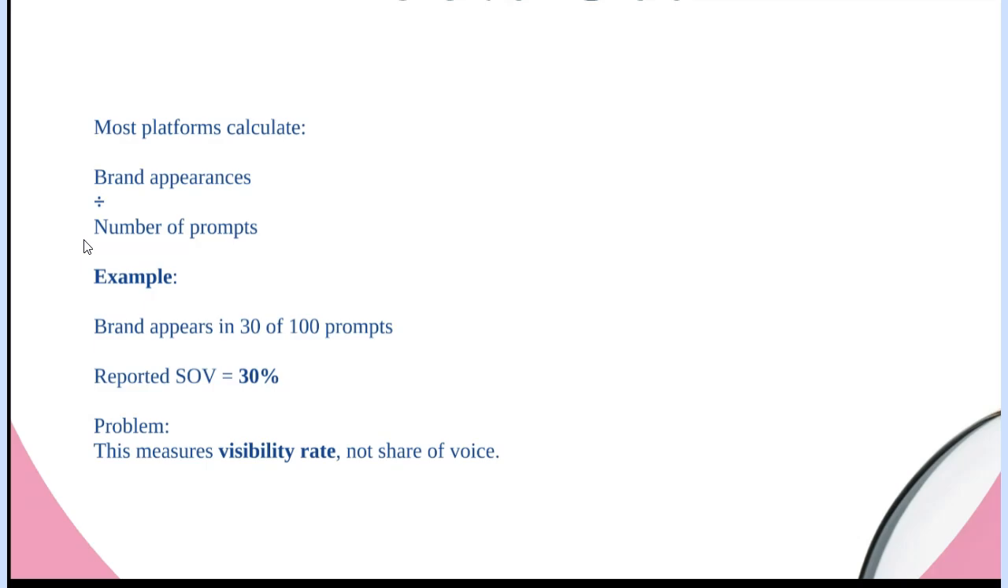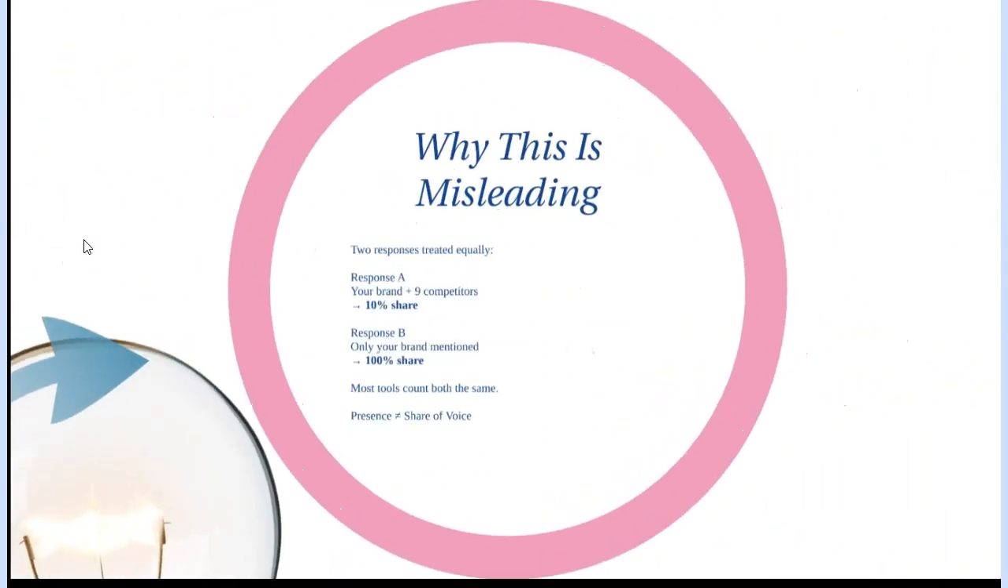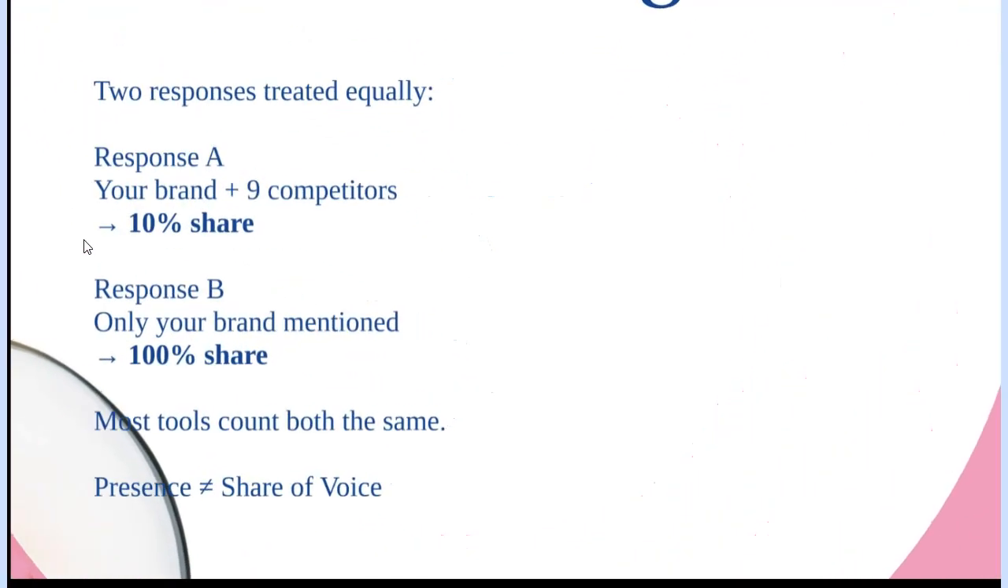Imagine 2 scenarios. In one AI response, your brand appears alongside 9 competitors. In another response, your brand is the only one mentioned. In most tools, both scenarios count exactly the same, but clearly they represent very different levels of visibility. One is 10% of the conversation. The other is 100% of the conversation. When the metric ignores how many competitors appear in the answer, it stops measuring share of voice. It only measures presence.